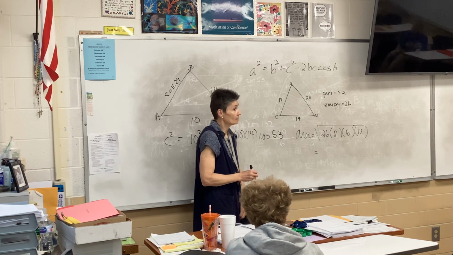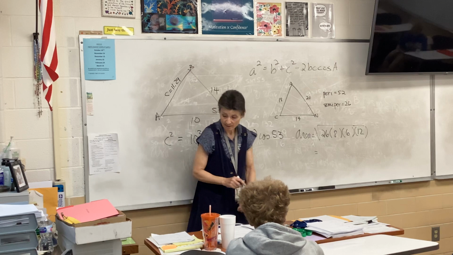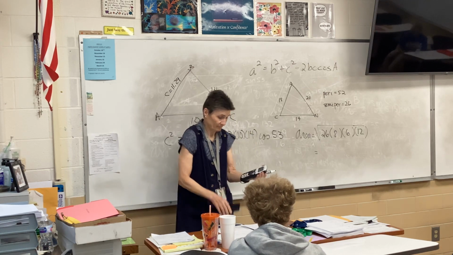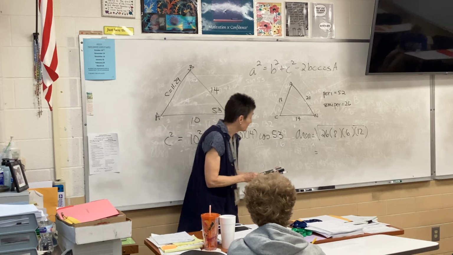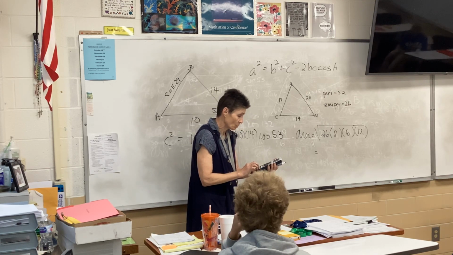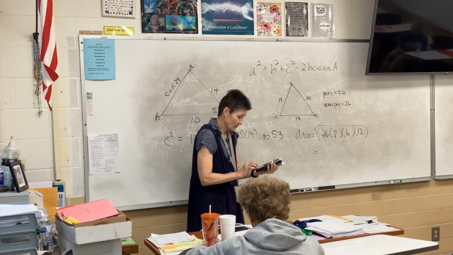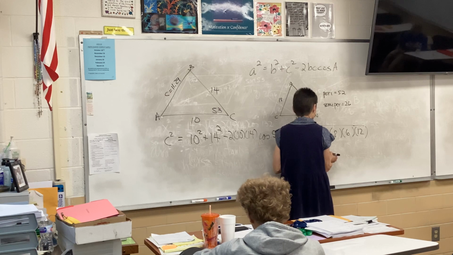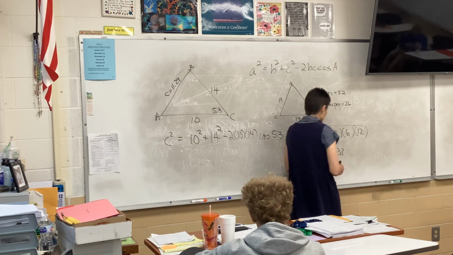I'm hearing all kinds of different things. So 26 times 8 times 6 times 12, square rooted, 122.38. Did somebody say that? Yeah. That's your area.